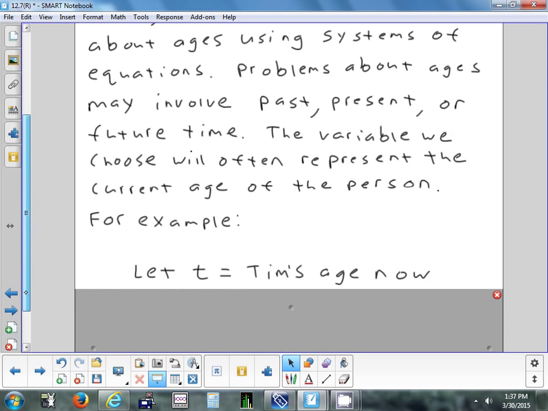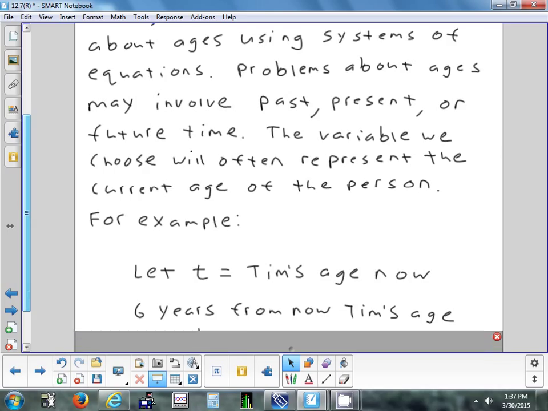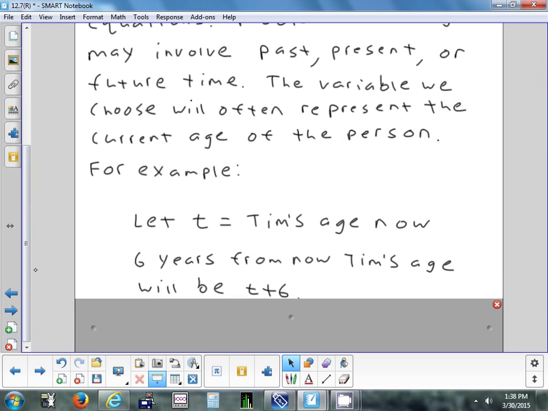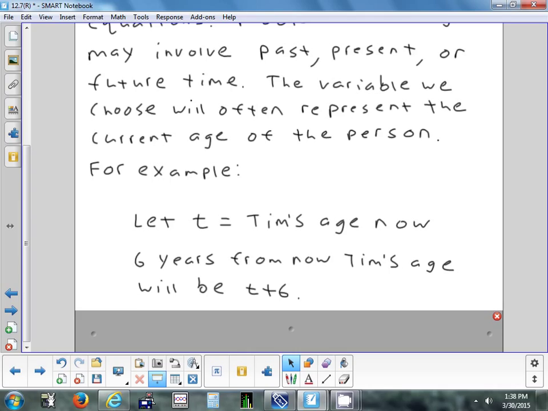All right, so let's look at an example. Say you let Tim's age now be T. 6 years from now. Is that future where we add, or is that past? Future. That's future. So how old will Tim be 6 years in the future? Plus 6 to his age now. What's his age now? T. So his age 6 years from now is T plus 6. That's his age in the future. T plus 6.